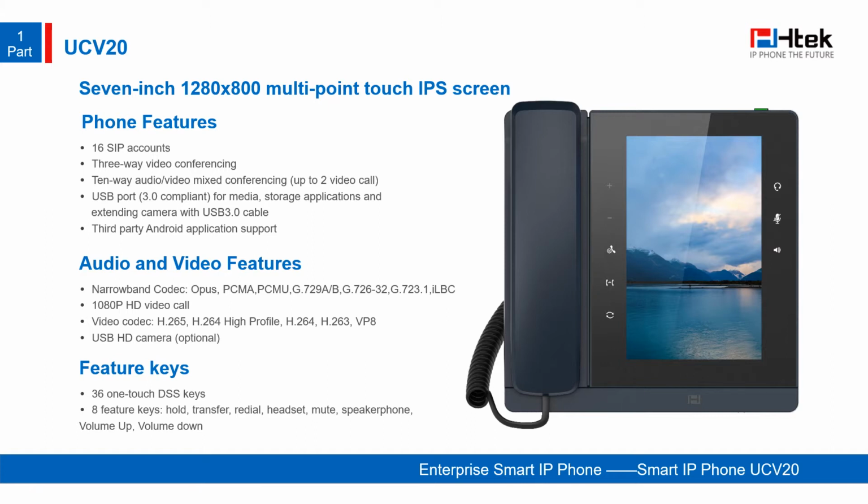It can have 3-way video conferencing and up to 10-way audio-video mix conferencing, within which there can be up to 2 video calls. UCV20 has no built-in camera, but you can insert a USB HD camera into its USB 3.0 port to realize video conversation. It supports 1080p HD video call, and the narrowband codec and the video codec it can use are as shown in audio and video features. You can check it out by yourself.